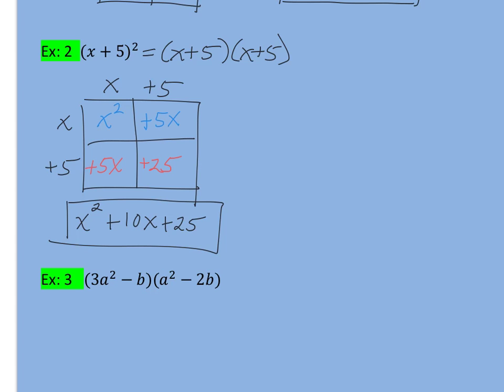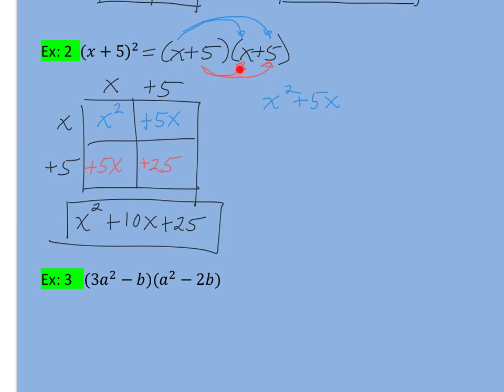If you were to use a double distribution, it would look like this. So a double distribution means I'm going to take this x and multiply it to everything in the next parentheses. So x times x gives us x squared. X times 5 gives us a positive 5x. Then for your second distribution, you're going to take the second term in that first binomial and multiply it all the way through to the second binomial.